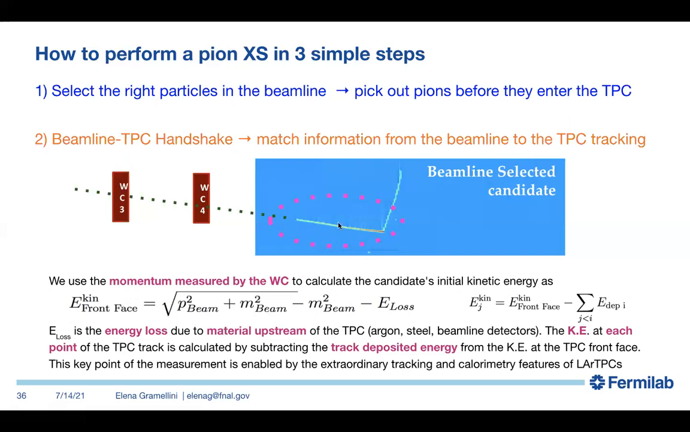Actually, this is a kaon event, but okay. It slows down in the TPC, and your TPC is measuring at every bit how much energy is deposited. So you actually know the energy at each single step. And this is important in order to measure the cross-section, as we're going to see in a second.